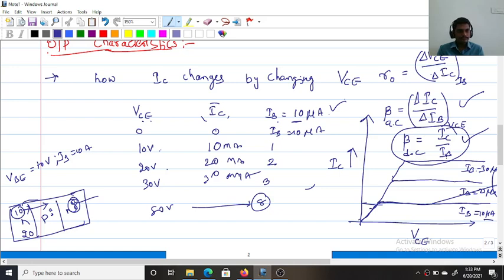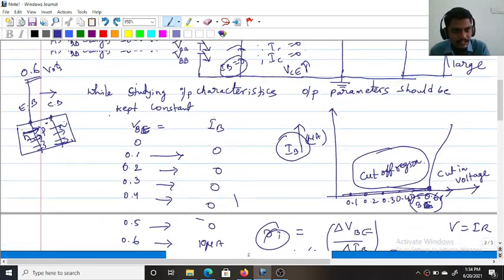Sorry, collector to emitter current, IC. No, base current only. The collector to base current ratio is known as the current amplification factor. This is about the input and output characteristics.